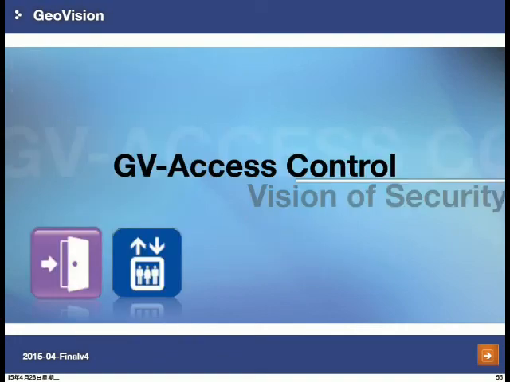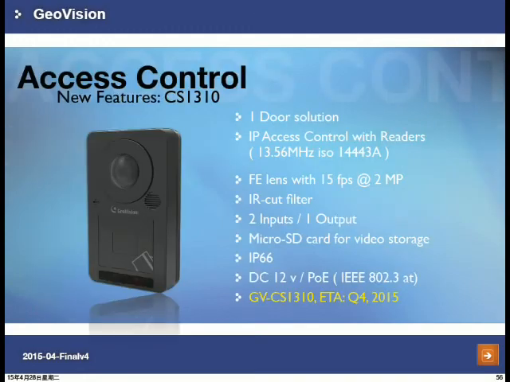The next topic we're going to talk about is access control. It is a standalone controller with a reader. You can use it as either a local-based or a cloud-based standalone controller with a reader. It is 2 megapixels with a built-in fisheye lens, and it provides 15 FPS. In the future, we're planning to integrate this feature into our GV Cloud web portal. So in Q4 or next year, you can do the configurations through our myGVcloud portal.